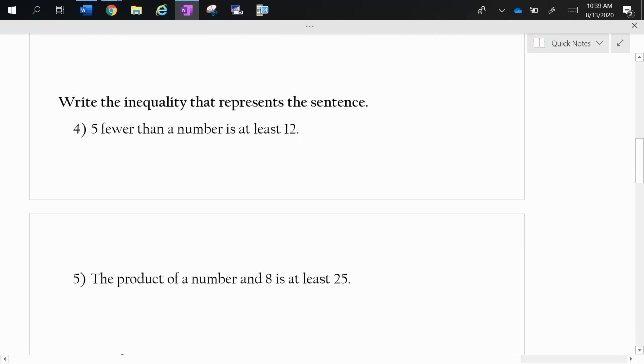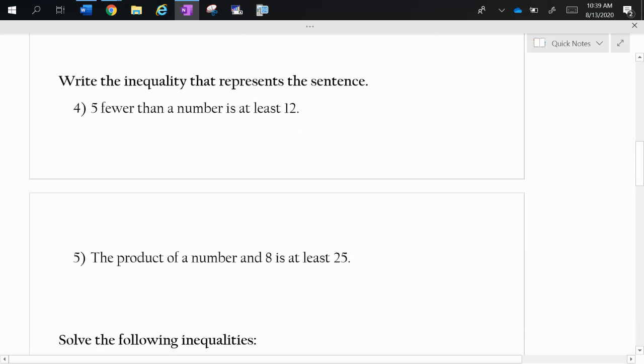The next thing we're going to do is write an inequality that represents each sentence. So I'm going to give you a sentence, and we're going to write the inequality that matches the sentence. Number 4 says, 5 fewer than a number is at least 12. So 2 things we have to know here. The word fewer than means we need to subtract. So 5 fewer than a number would be a number minus 5.